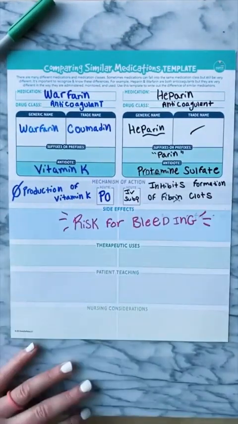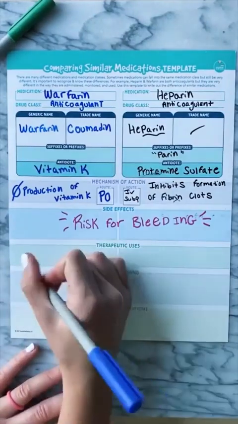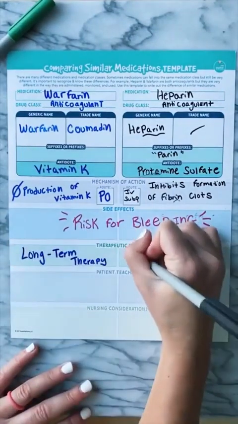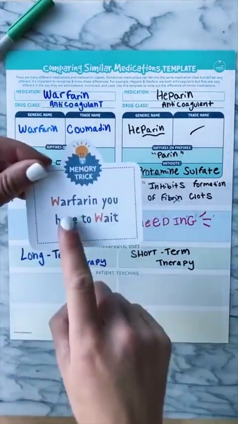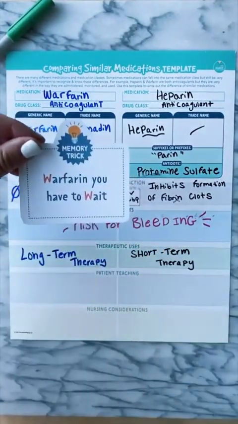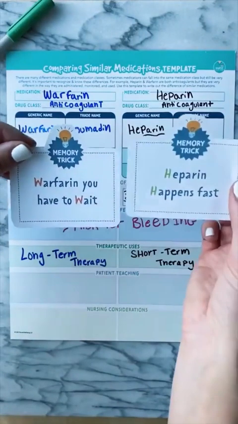For therapeutic uses, warfarin is typically a long-term therapy, and heparin is the opposite. It's normally used for a short-term therapy. You can remember this by thinking warfarin, you have to wait. Warfarin takes a long time to kick in. As for heparin, heparin happens fast.